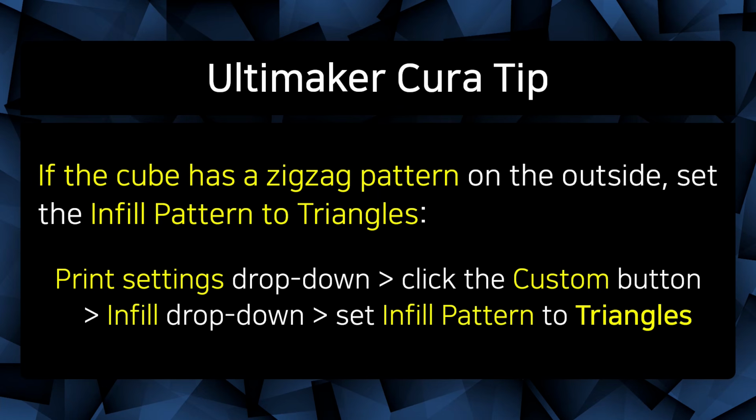Quick tip for Ultimaker Cura. If you sliced the cube with Cura and the resulting cube has a zigzag pattern on the outside, I've found that setting the infill to have a triangles pattern gives the cube a more uniform look. The setting is available from the Print Settings dropdown. Click the Custom button, then click the Infill dropdown and set the infill pattern to triangles. Different settings can have different effects. I recommend experimenting to find out which settings work best for you.